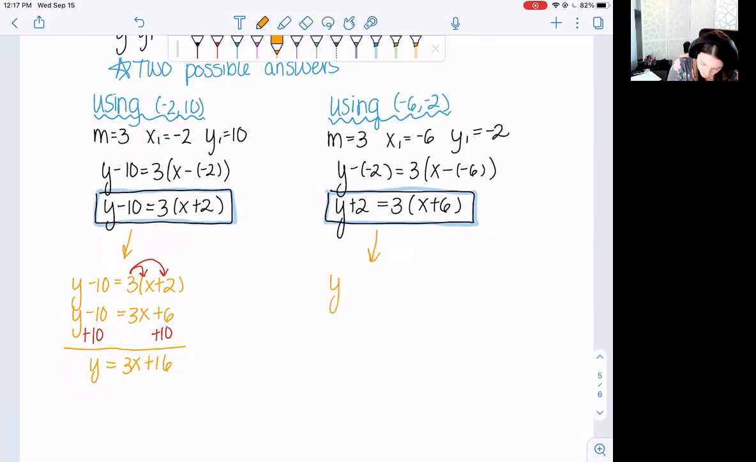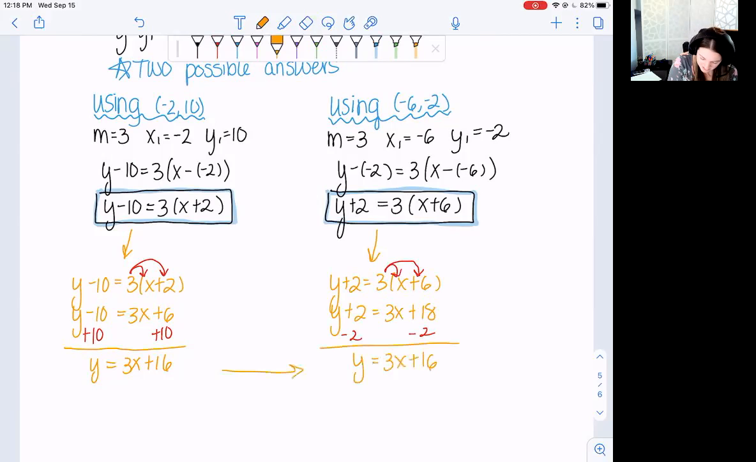Over here, I'm going to do the same thing. Y plus 2 equals 3 times x plus 6. Distribute the 3. Y plus 2 equals 3x plus 18. Subtract 2 on both sides. Y equals 3x plus 16. So you have the same slope-intercept form. So these are the same line. They just look different.